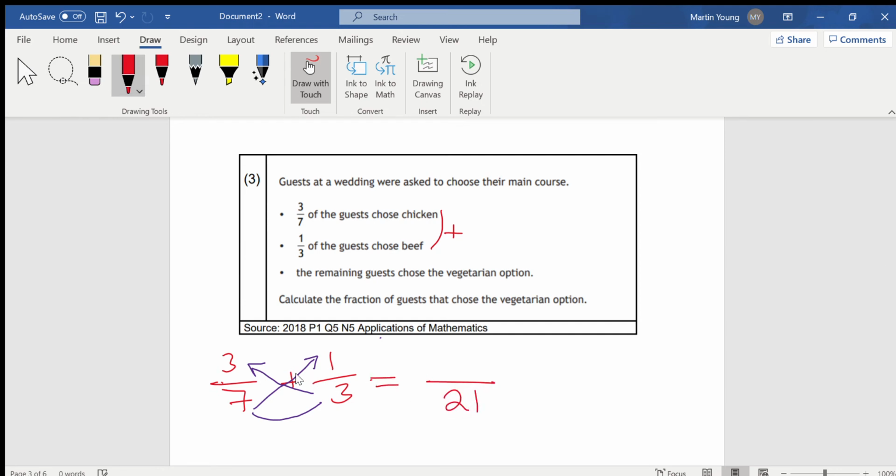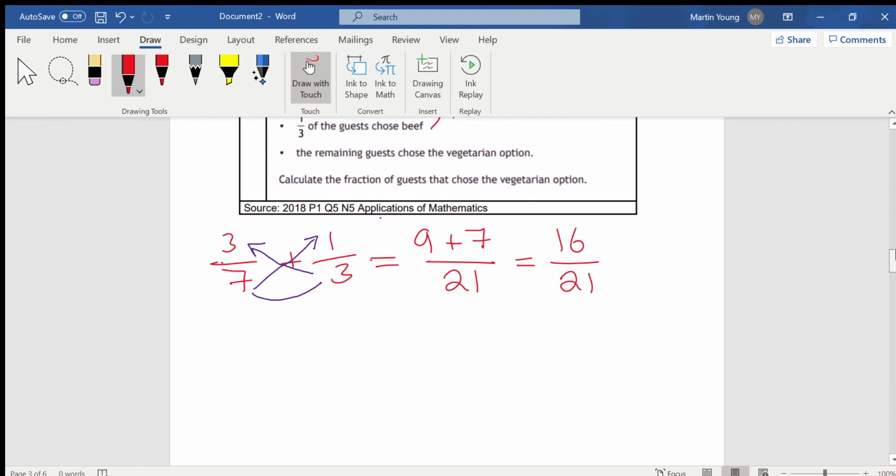3 times 3 is 9, and we're adding on 7 times 1, which is just 7. 9 plus 7 is 16, so it's 16 over 21. But the lowest common multiple of 7 and 3 is also 21, so you would have got there if you were using the other method. Okay, so I've now got 16 out of 21. Nothing I can actually do to simplify that down.